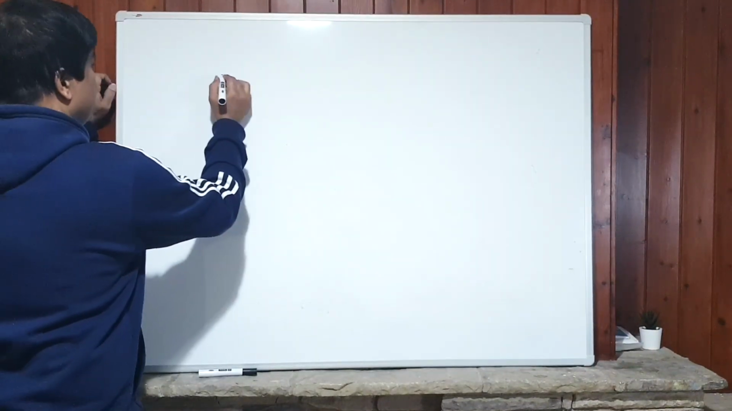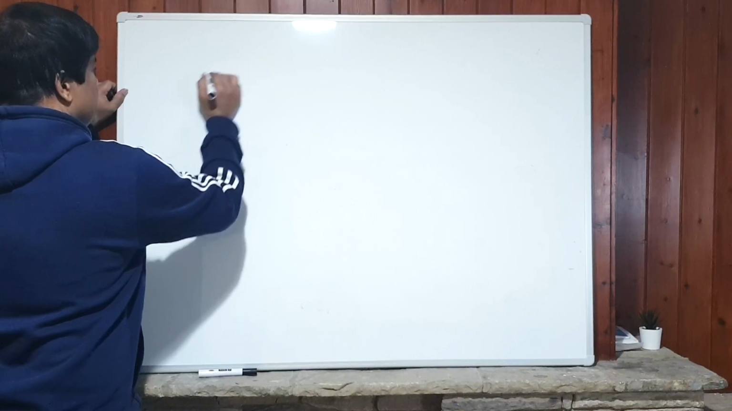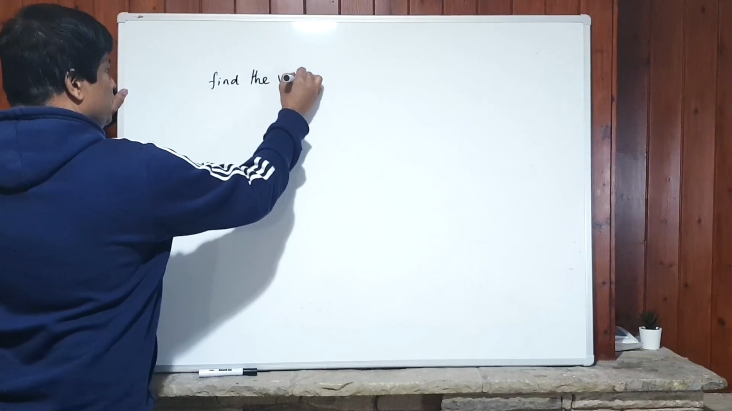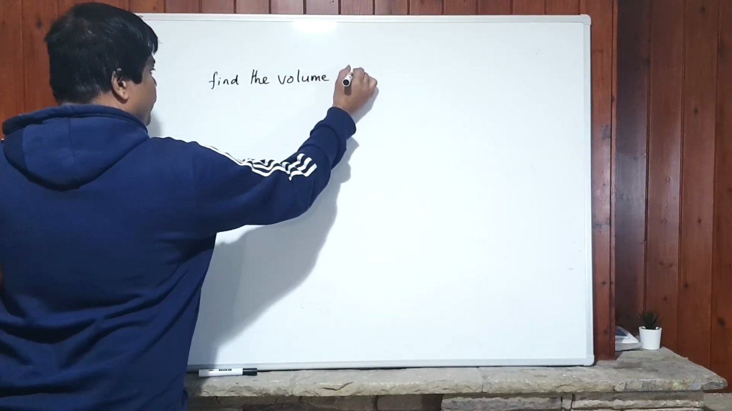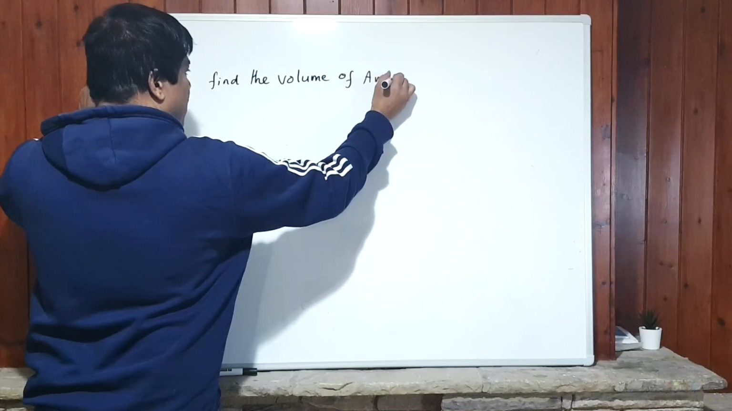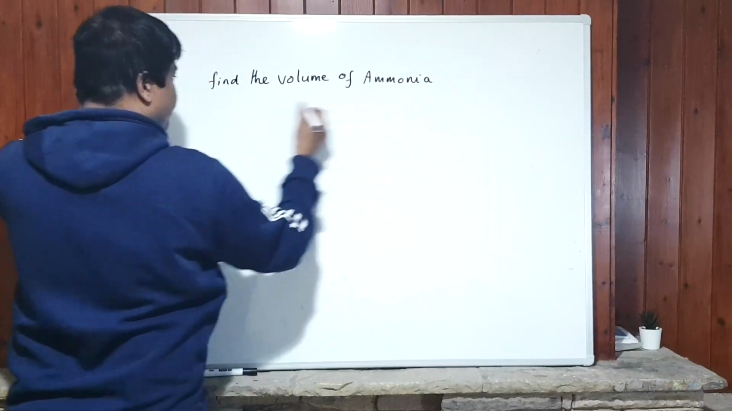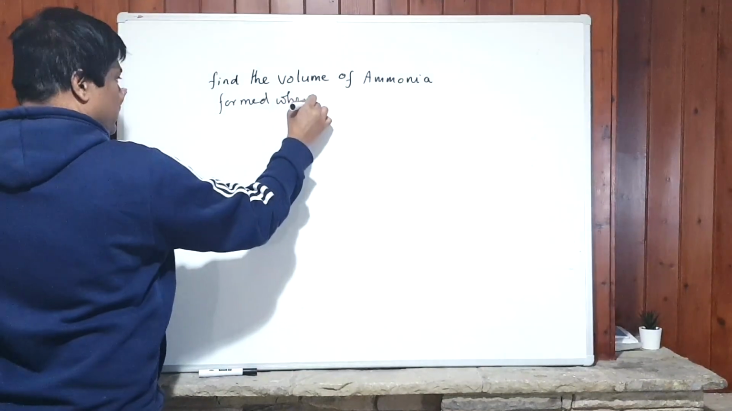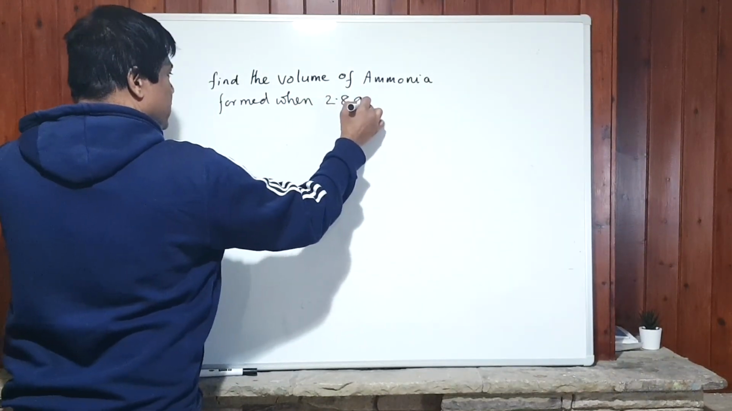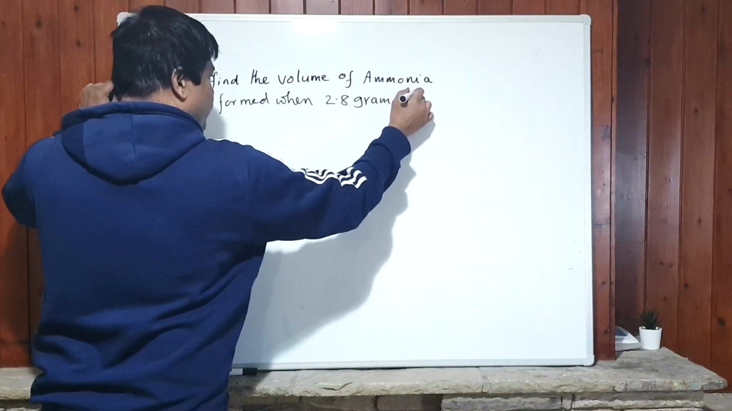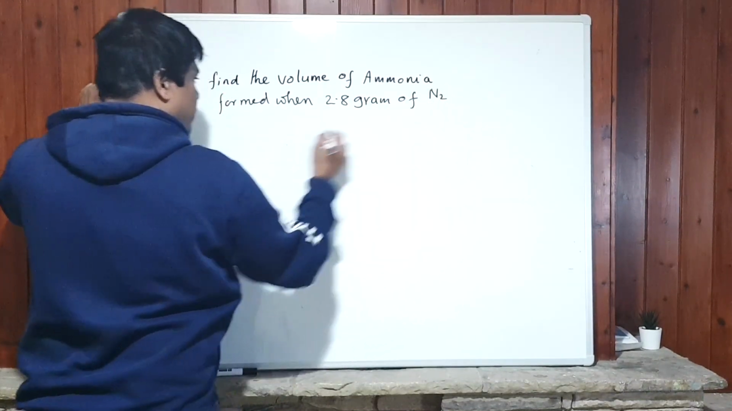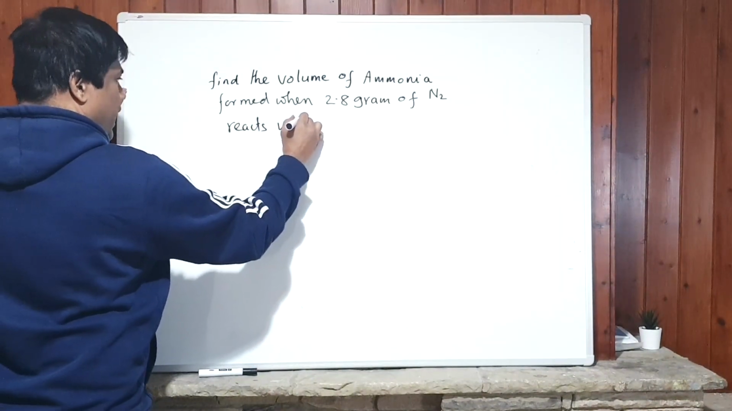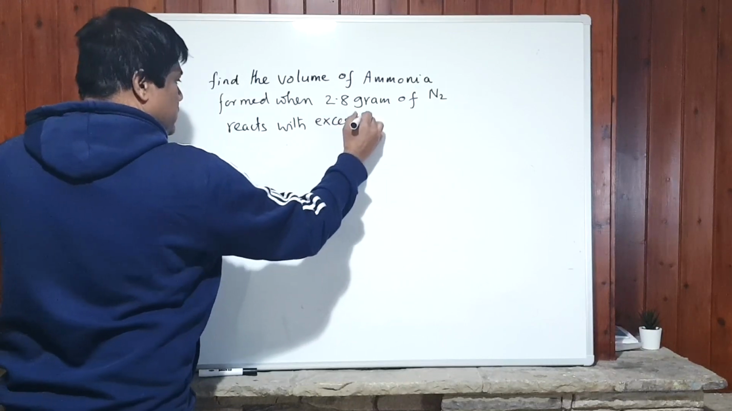Find the volume of ammonia formed when 2.8 gram of nitrogen reacts with excess hydrogen.